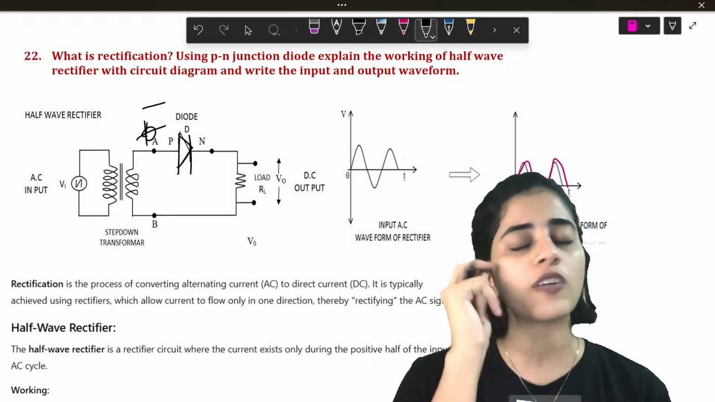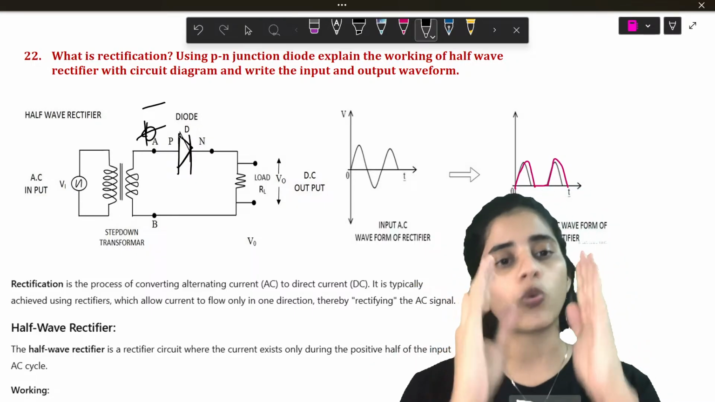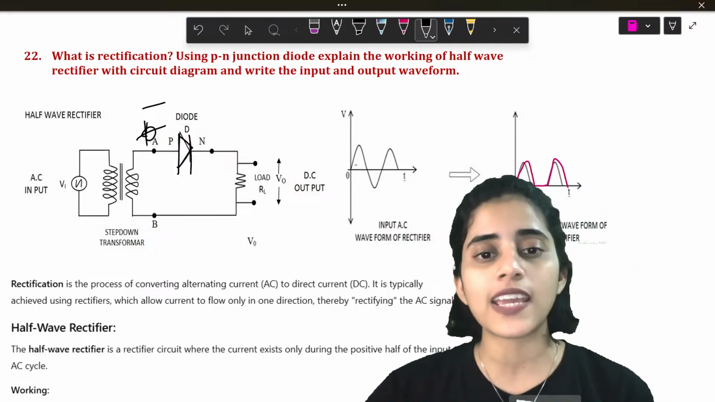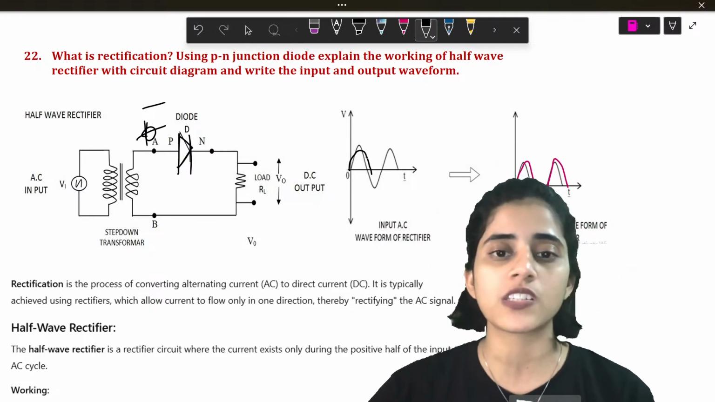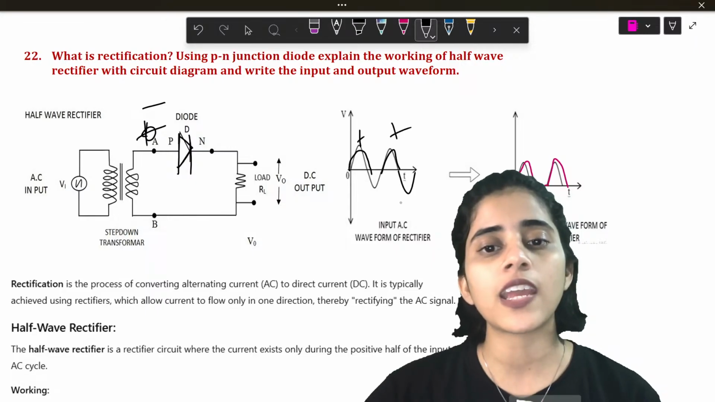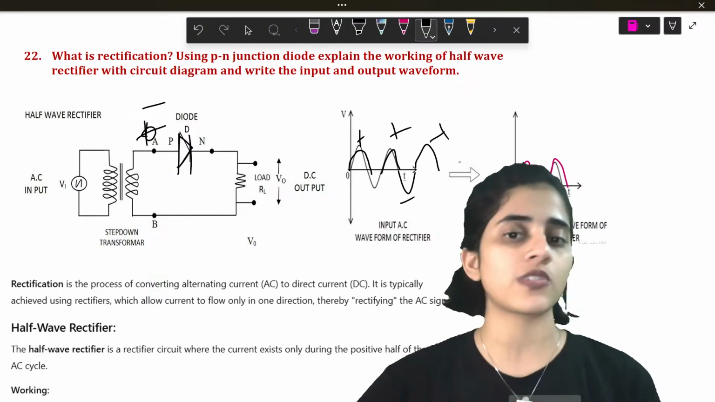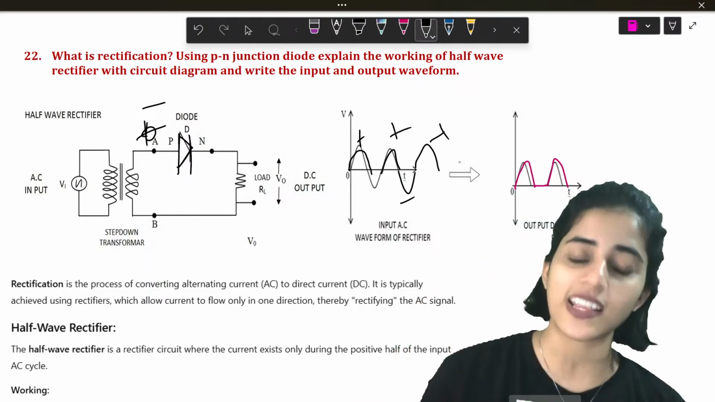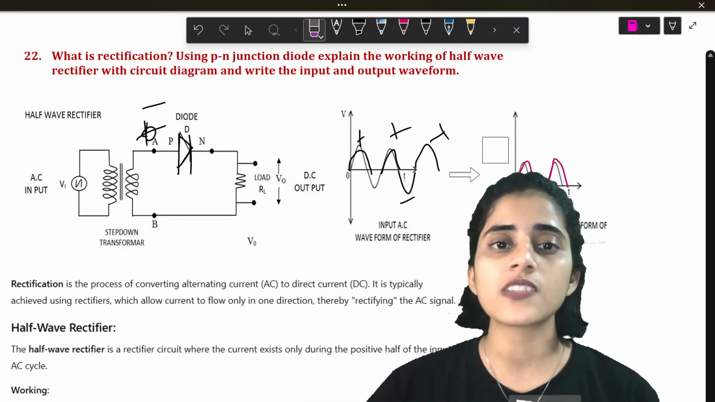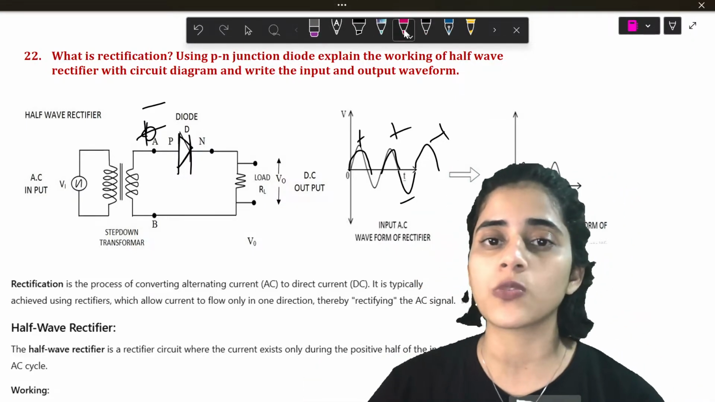But in half wave, you have only one diode. So only if A is positive, it will conduct. But then you give an input AC, so A cannot always be positive. Here A will be positive. Here A will be positive. Here A will be negative. Here A will be positive. So whenever A is negative, there is no conduction. That is why you have this following output.